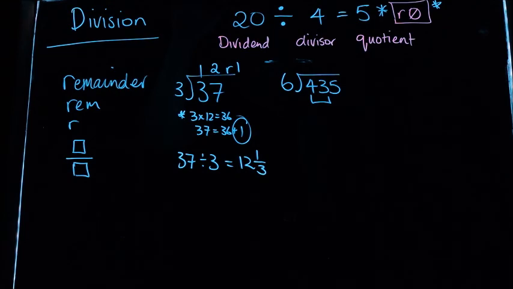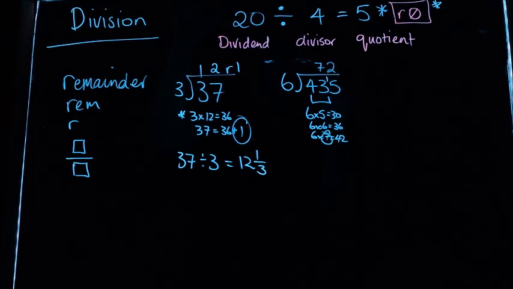I probably need to do some work out of the 6 times tables here. So 6 times 5 is 30. That's not close enough. 6 times 6 is 36. 6 times 7 is 42. Alright, so it's going in 7 times and I've got 1 left over. So now I'm thinking about 15, how many 6s? And 2 6s. 6 times 2 is 12, and I've got 3 left over. So I'm going to put a 2 here, remainder 3.